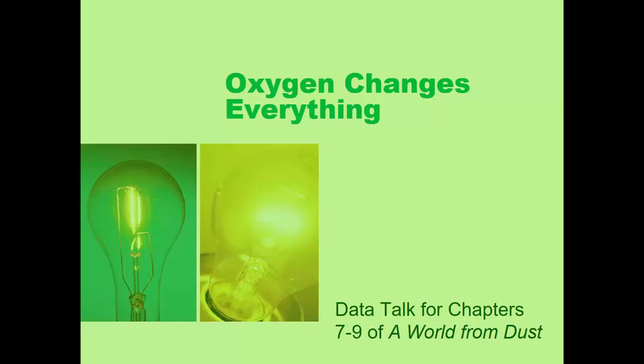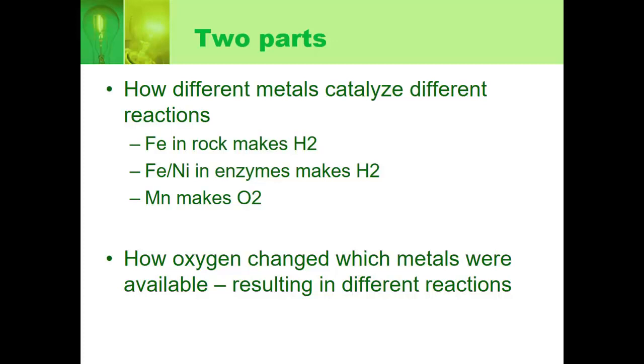But in this talk, I want to show you the actual data so that you can see for yourself what the conclusions are. And so there's really two parts. We're going to talk about some different metals and what they can do with different reactions. You'll notice this is all metals reacting with gases, but particular metals doing particular jobs is the theme of the first part. And then I'm going to have some examples about how oxygen changed which metals were available.